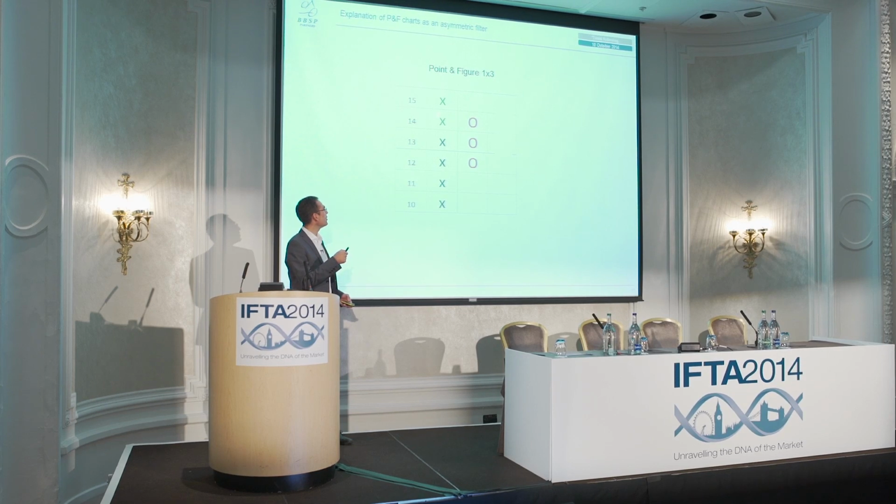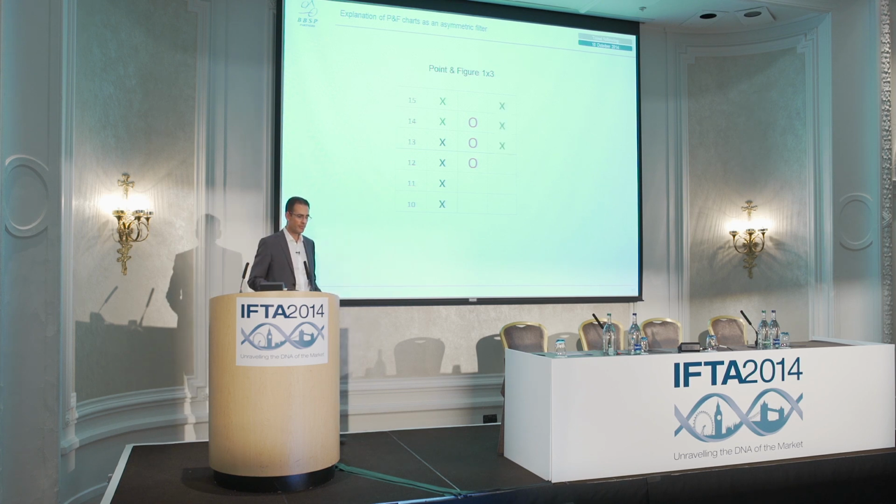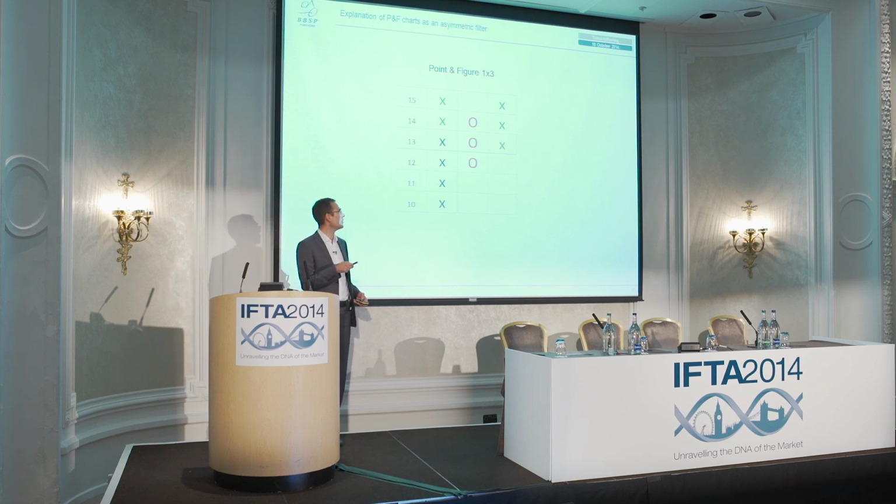So 1 point up in an uptrend, you do something. 1 point down, you do nothing. You need 3 reversal boxes. Same thing on the upside. So to print a new X column, you need 3 points up at the same time. Below 3 points, you do nothing.